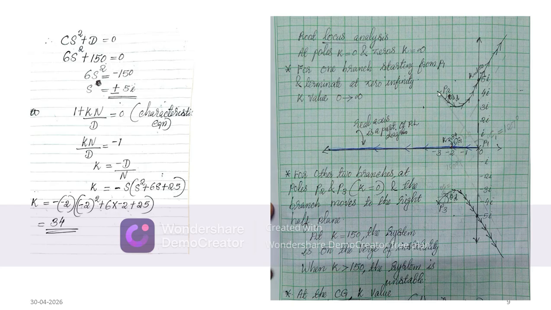But when you look at the other two branches, one branch starts at P2, k equal to 0 here, and when k increases, at k equal to 150, which we calculated, the system is on the threshold of instability. When k is greater than 150, the system is unstable. So here also, when k equal to 0, stable, up to k value 150, the system is stable. Above k equal to 150, the system is unstable. So with this I conclude.